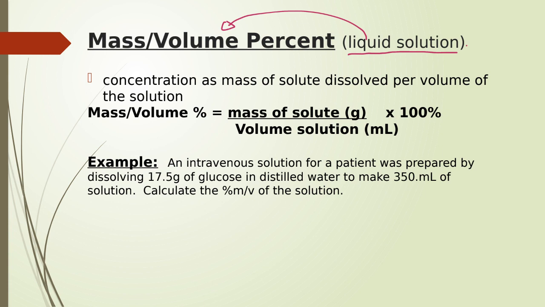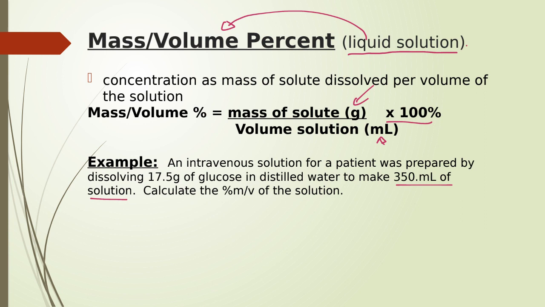We would say mass volume percent is equal to the mass of solute in grams. Important that we are aware of these units, divided by the volume of solution in milliliters. And because it's a percentage, we're going to multiply by 100% after. So here's an example. An intravenous solution for a patient was prepared by dissolving 17.5 grams of glucose in distilled water to make 350 mL of solution.